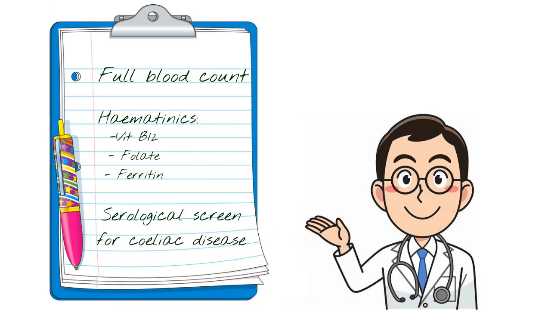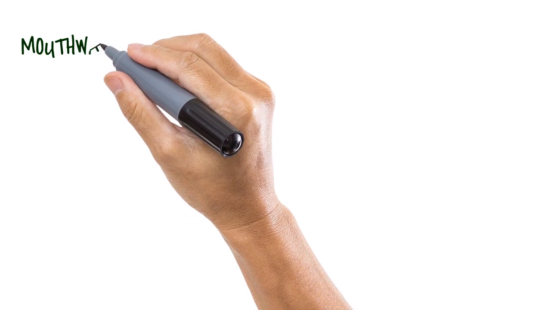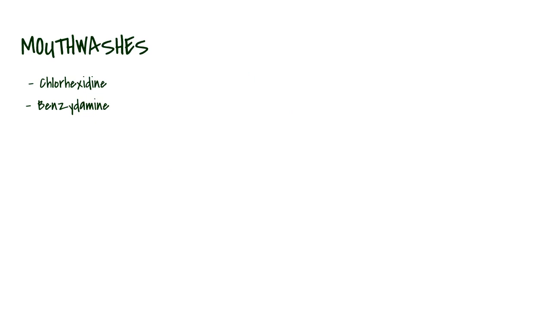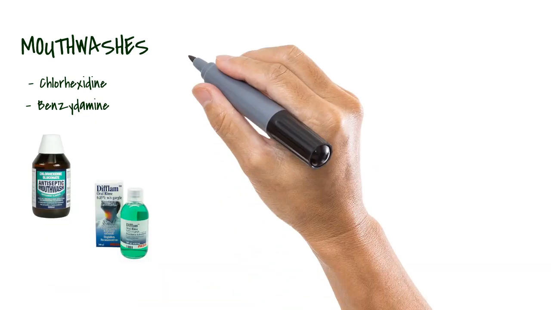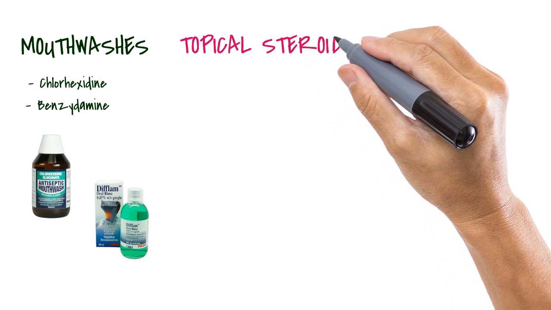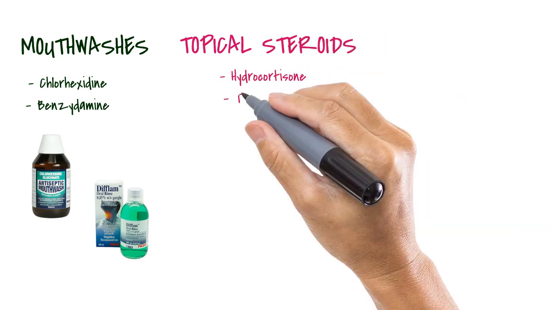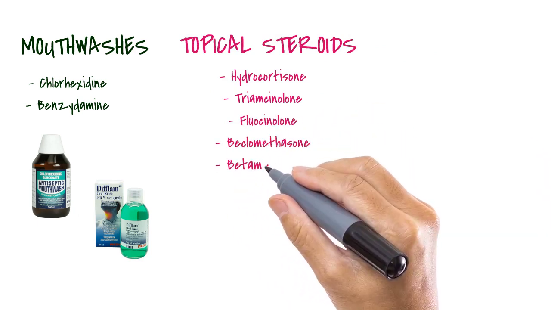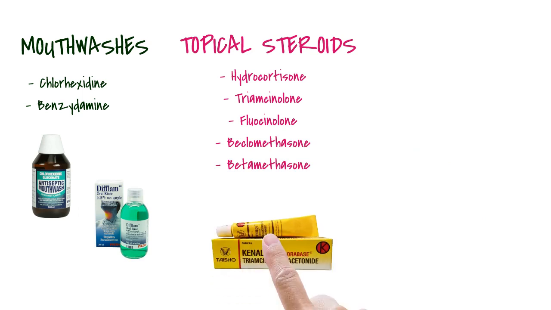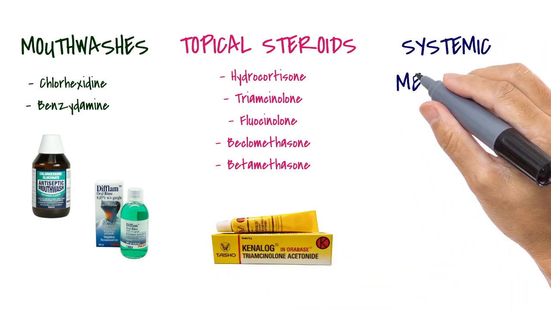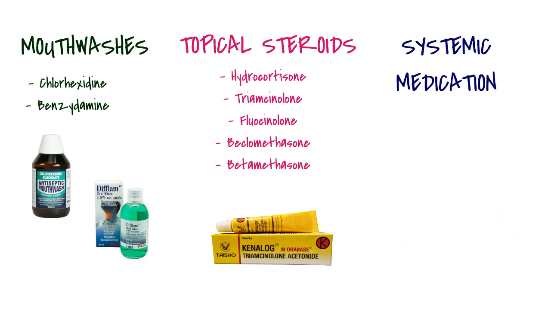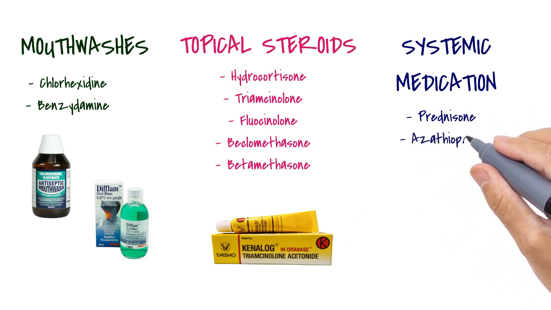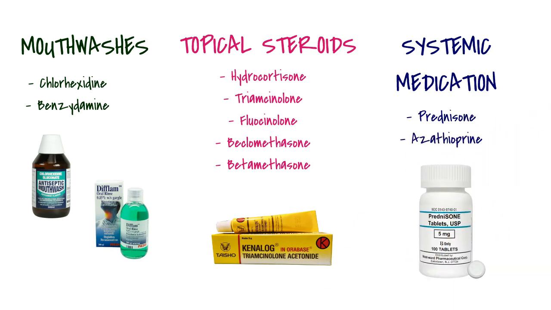In terms of medical management of recurrent aphthous ulceration, many patients can get relief from mouthwashes, such as chlorhexidine or benzidamine. Some patients may need application of topical steroid preparations, such as hydrocortisone, triamcinolone, fluocinolone, beclomethasone, or betamethasone. Systemic medications can also be used in severe cases in specialist units. These can range from systemic steroids like prednisolone to immunosuppressants like azathioprine.